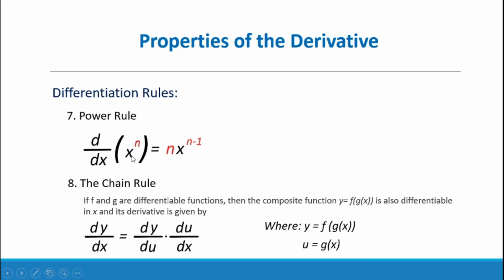Number 7. Power rule. Derivative of x exponent n is equal to n multiplied by x exponent n minus 1. Number 8. The chain rule. If f and g are differentiable functions, then the composite function y is equal to f of g of x, also differentiable in x, and its derivative is given by derivative of y of x is equal to derivative of y of u multiplied by derivative of u of x, where y is equal to the function f of u and u is equal to g of x.